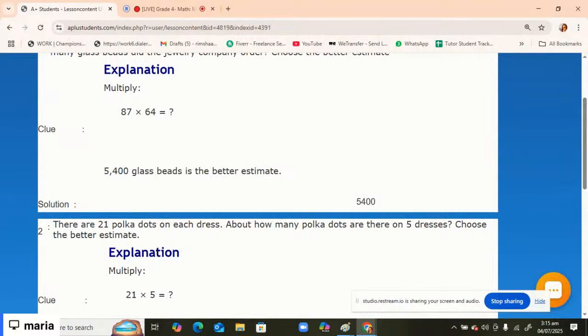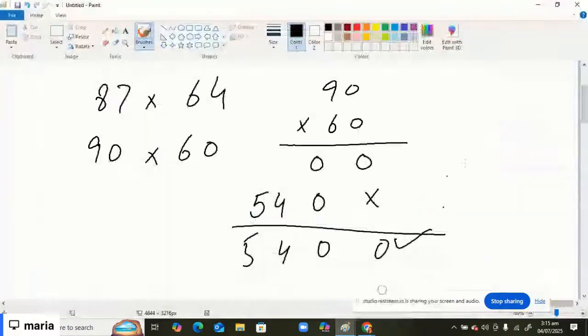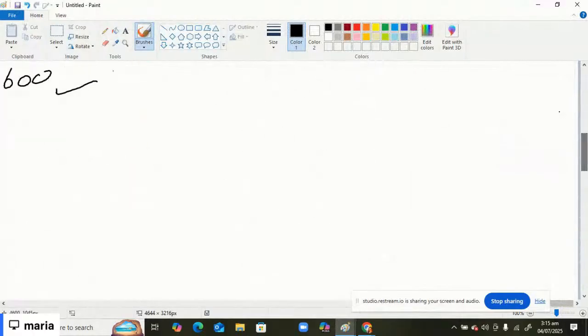So here there are 21 polka dots on each dress. About how many polka dots are there on 5 dresses? Choose the better estimate. 21 times 5. Okay. First of all, we're going to multiply 21 times 5. Now look here. If they're saying better estimate, we always round and then we multiply. Okay.